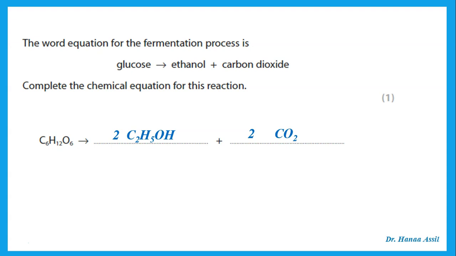Now if you check the oxygens again, please leave the oxygens till the end. Usually when we balance everything else, usually the oxygens are balanced. So now I have 2 plus 4, that's 6 oxygens, so now it is balanced.